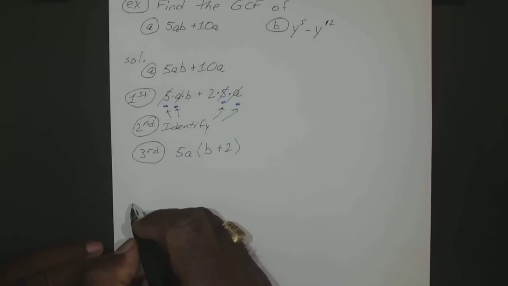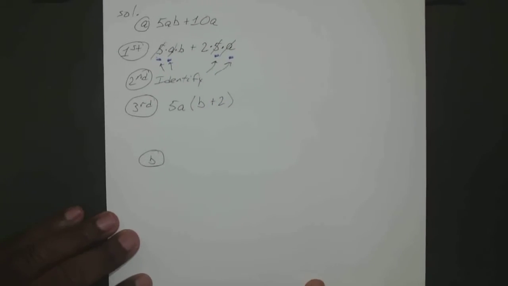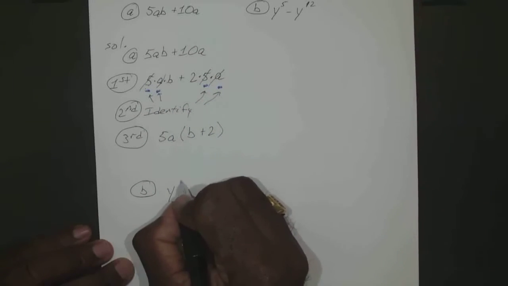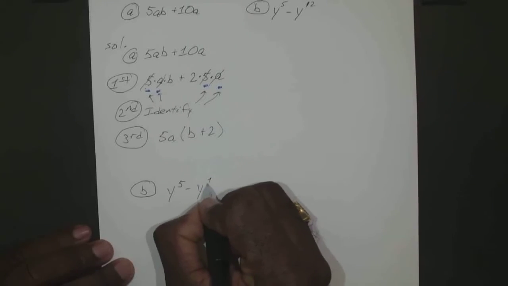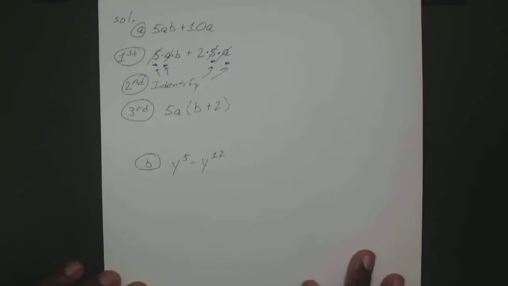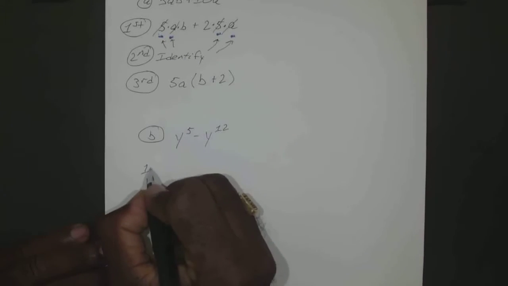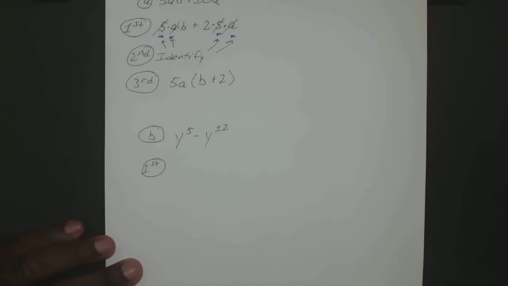Okay, now for question B, move that up a little bit. Y to the 5th minus y to the 12th. You just want to find the greatest common factor. Okay, so your first step, you just want to rewrite it. So you have to kind of go back to the rules of exponents.